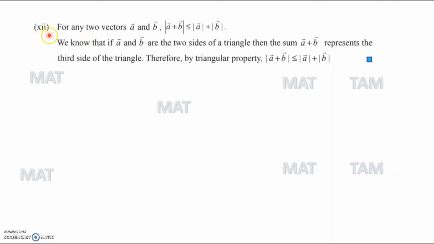Property number 12. For any two vectors a and b, we can say that the magnitude of a + b will be less than or equal to the magnitude of a plus the magnitude of b. You can use the triangle property for this. If you have a triangle with vectors a and b, then the third side cannot be longer than the other two sides. So a + b, which will be the third side, is less than or equal to magnitude of a plus magnitude of b.